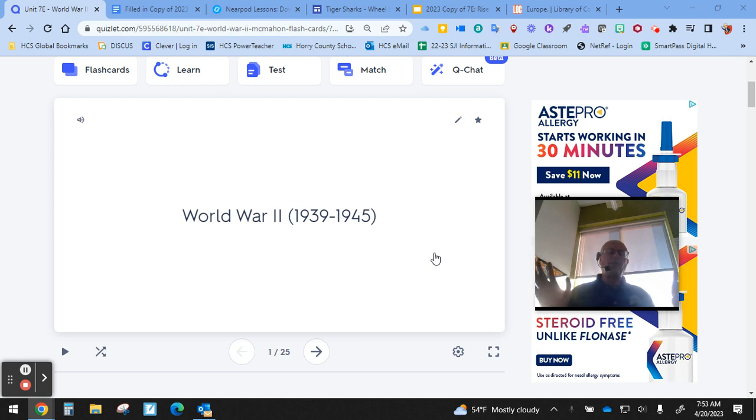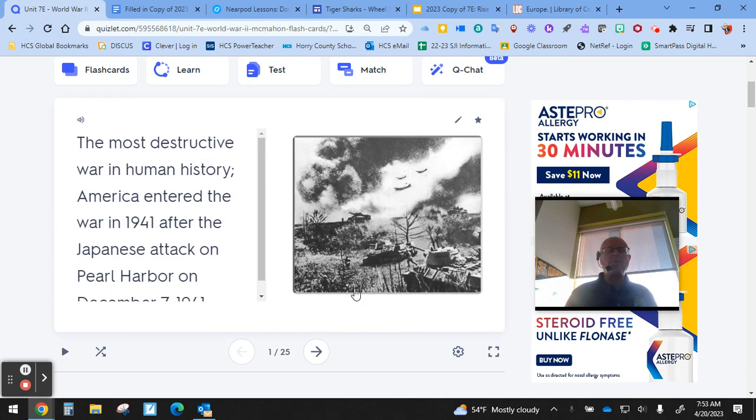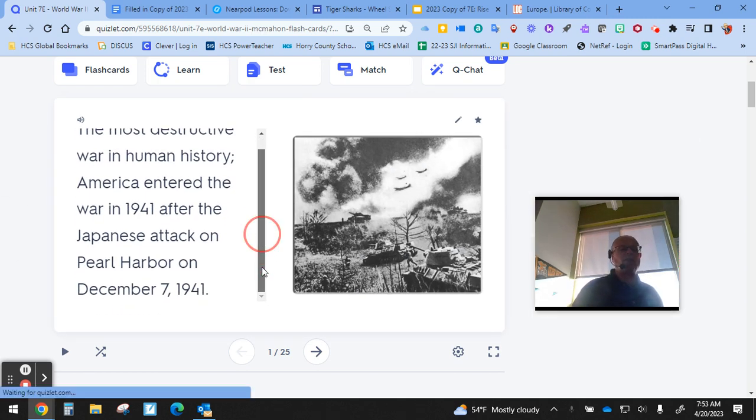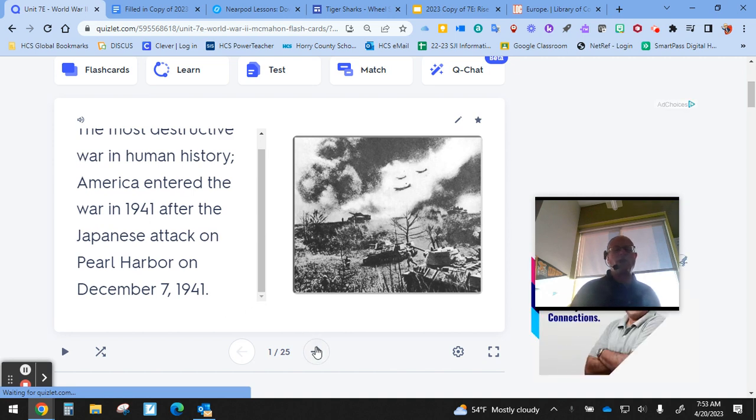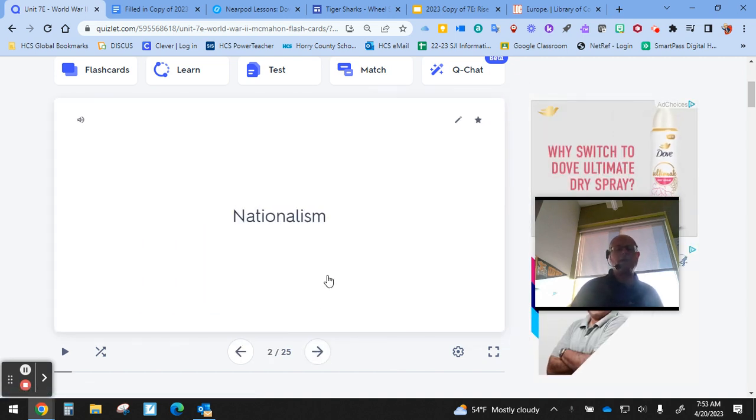All right, so this unit or this set of vocabulary words is on World War II from 1939 to 1945. The United States does not get involved until 1941. So most destructive war in human history. Again, the United States gets involved in 1941 when Pearl Harbor is attacked by the Empire of Japan.